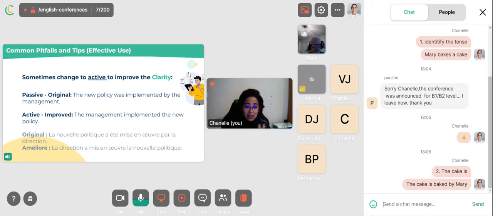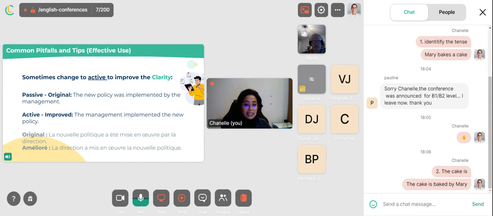So let's look at some other examples. If the passive is the original sentence, which says the new policy was implemented by the management, what is important? The new policy is important. But if I want to use active voice, it will say the management implemented the new policy because I want to know who implemented the new policy, the management. So it depends on what you want to say. Is the person important or is the object important?